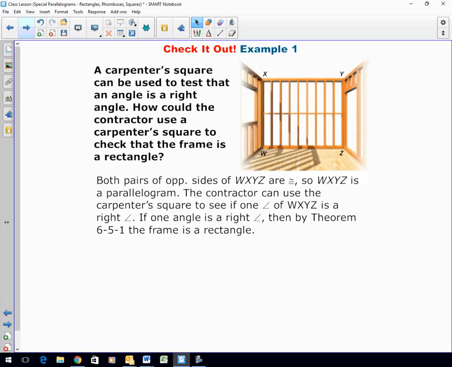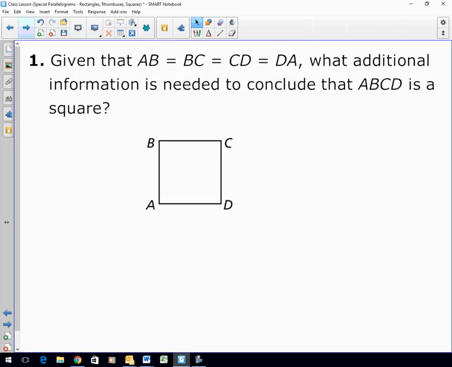And then I can take a measurement needing XW and cut how many? 2. The same congruent sides. The opposite sides are congruent. Okay? Check this out. I then use the carpenter's square to see if one of the angles is a right angle. Because remember, if one of the angles is a right angle, then it's a rectangle. So just know that if you get one of those angles to be a right angle, you're good. Okay? All right.